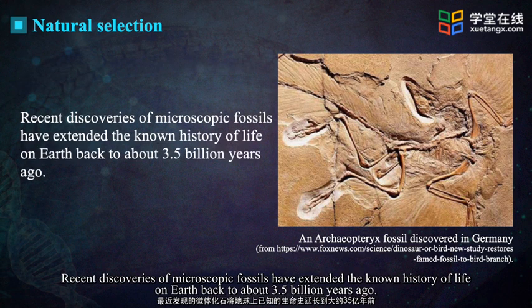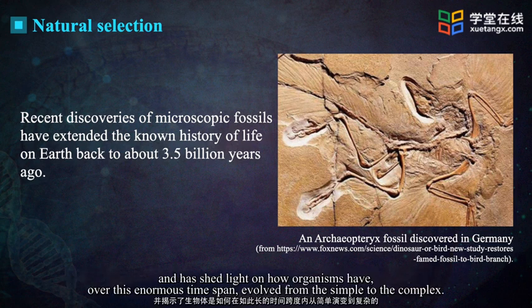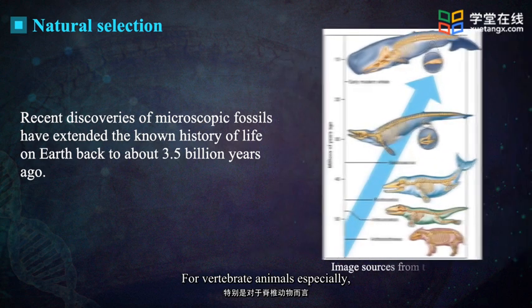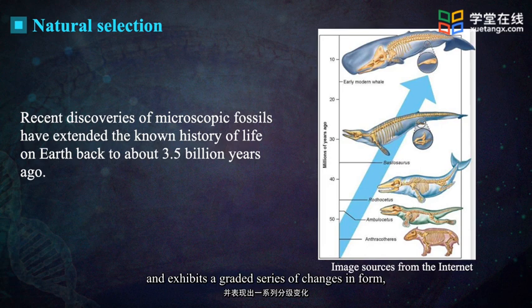Recent discoveries of microscopic fossils have extended the known history of life on Earth back to about 3.5 billion years ago. The discovery of other fossils has supported Darwin's prediction and thus shed light on how organisms have, over this enormous time span, evolved from the simple to the complex. For vertebrate animals especially, the fossil record is rich and exhibits a graded series of changes in form, with the evolutionary sequence visible for all to see.